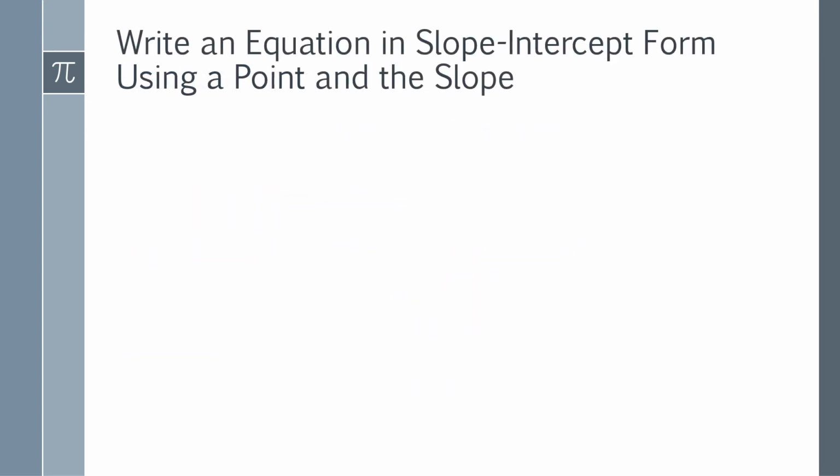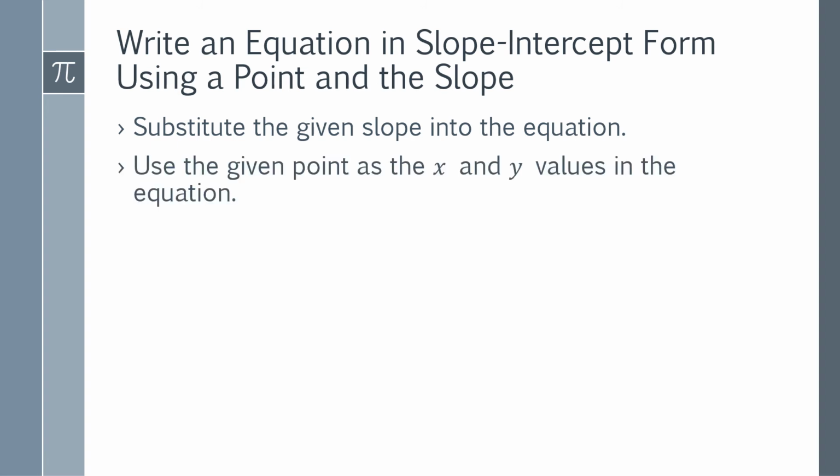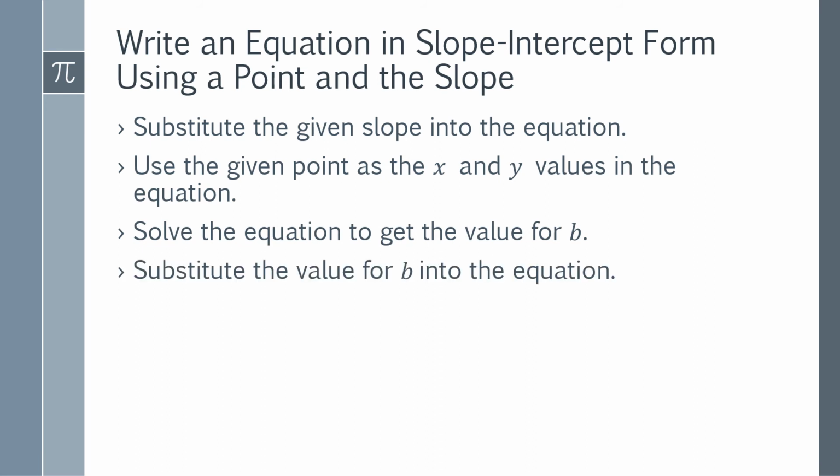Okay, so one more scenario here. Write an equation in slope-intercept form if you're given a point and the slope. So we already have the slope, so we're going to stick that into the equation for m. And then we're going to do just what we did in the previous scenario, is we're going to use one of the given points, or the only given point in this case, to solve for b. And then we're going to have our equation. So let's look at how this works.